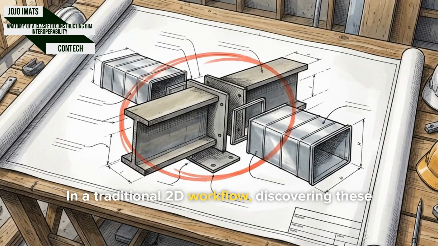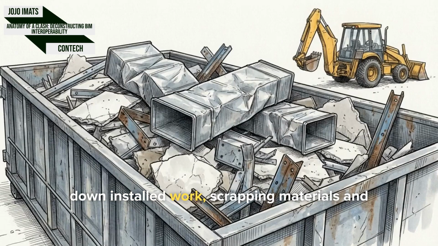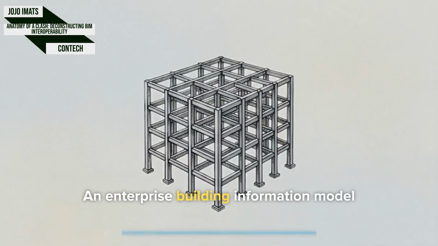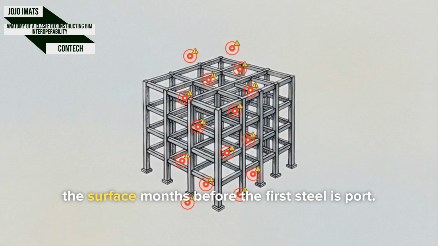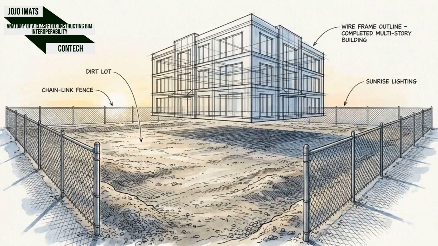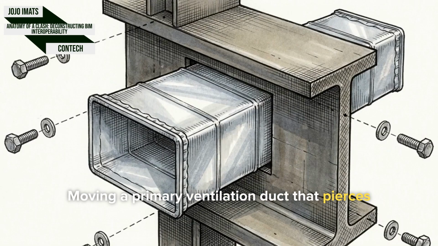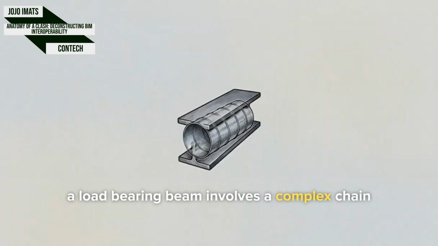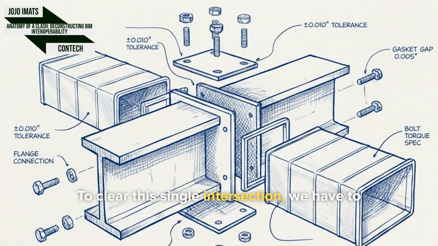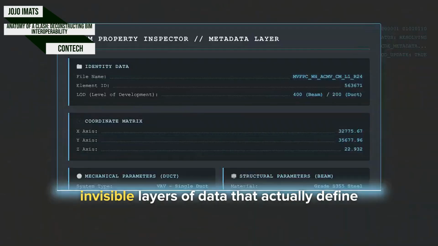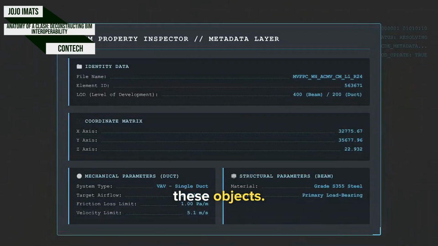In a traditional 2D workflow, discovering these intersections on the job site means tearing down installed work, scrapping materials, and absorbing massive schedule delays. An enterprise building information model computationally forces every spatial conflict to the surface months before the first steel is poured. Moving a primary ventilation duct that pierces a load-bearing beam involves a complex chain of technical and procedural dependencies. To clear this single intersection, we have to look past the 3D geometry and untangle the invisible layers of data that actually define these objects.